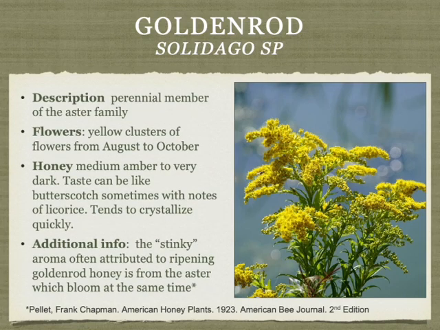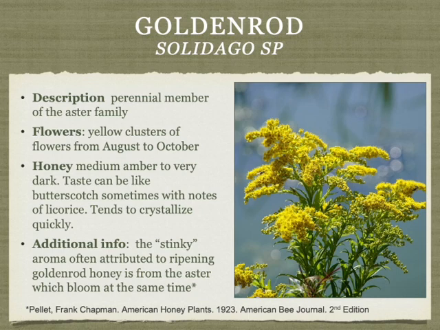Goldenrod, a honey that's familiar with many of us, especially those in eastern North America. It typically blooms in the late summer to fall, and it's one of the last honeys to be produced. The honey is medium amber to dark. The taste is butterscotch with hints of licorice or anise.